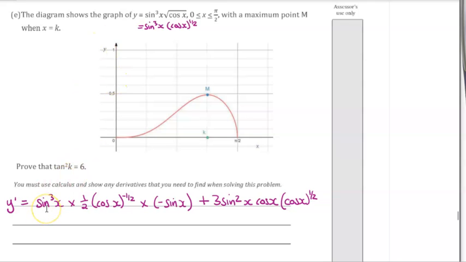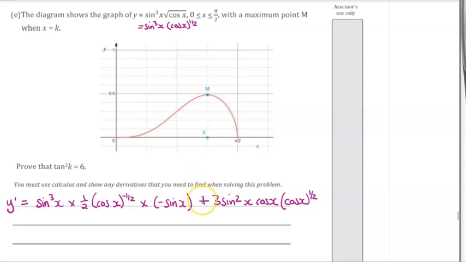So we are using the product rule, and inside of it we have some hairy stuff happening. The product rule will leave the sine cubed as it is and then differentiate cos x to the half. That uses the chain rule to make this piece here: half cos x to the -half, and then times by the derivative of the inside.